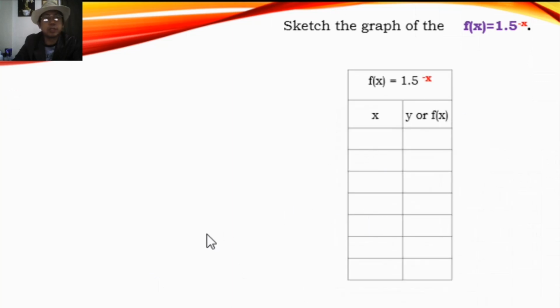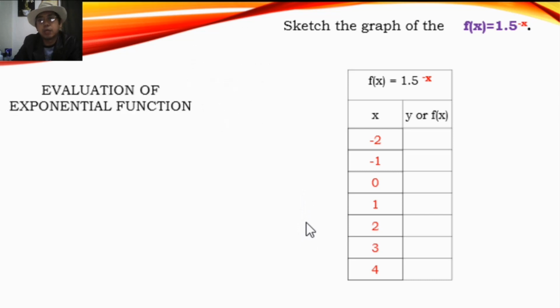I will be making use of the same domain. Again, what is the domain? Any real number. And so I will be using the same assumption of x. So my x would be from negative 2 to positive 4. And of course, I will evaluate them.